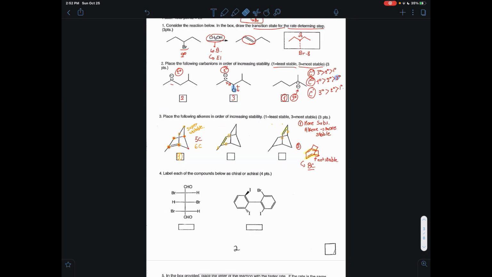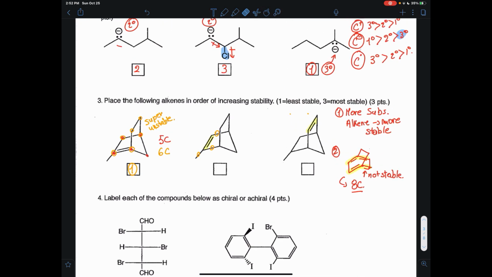So now, looking at the other two, we notice that there is no double bond adjacent to a bridge. So this is good, right? Because if it was adjacent to a ring, that won't be stable because you will need 8 carbons, right?